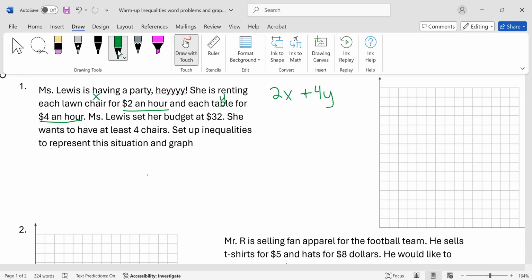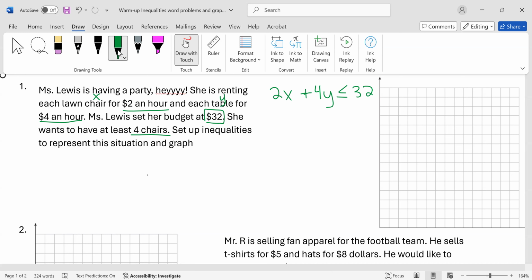Her budget is at $32. So that means I can't spend more than that. I have to spend less than $32 on these chairs and tables. So that's one inequality. I want to have at least 4 chairs.